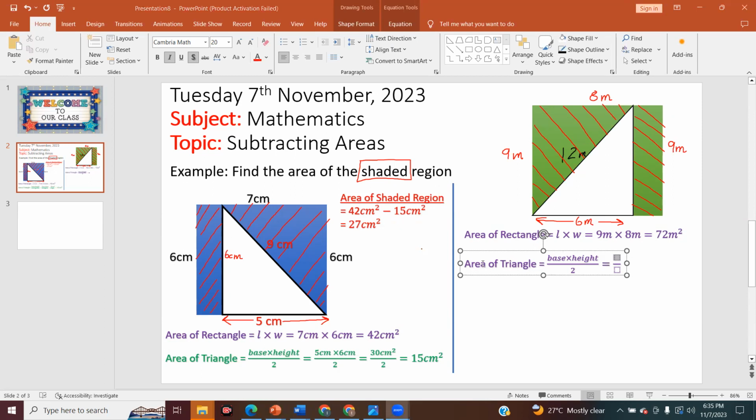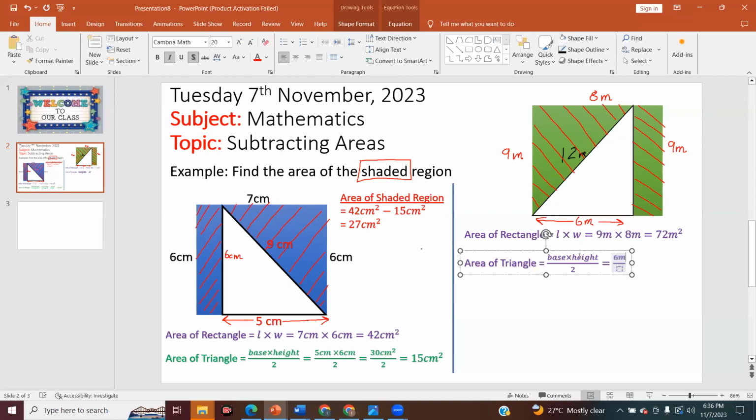Okay, the base is 6 meters. So the base is going to be the bottom part of the triangle. All right, this part. So the base is 6 meters. Do you see that, Namaya? Yes, sir. Good. So the base is the bottom part.